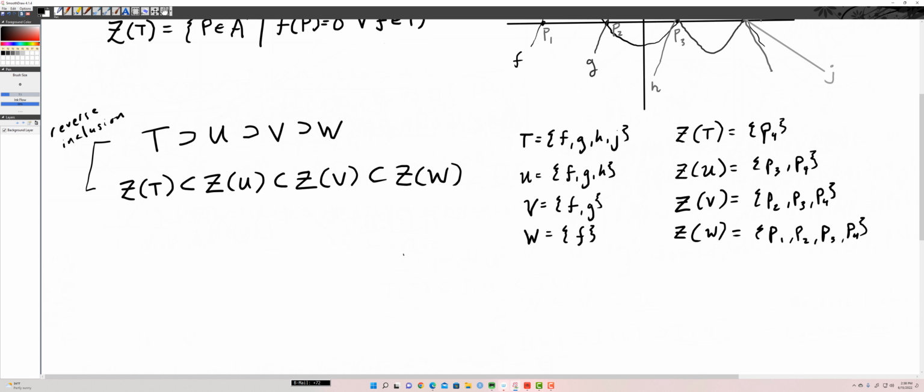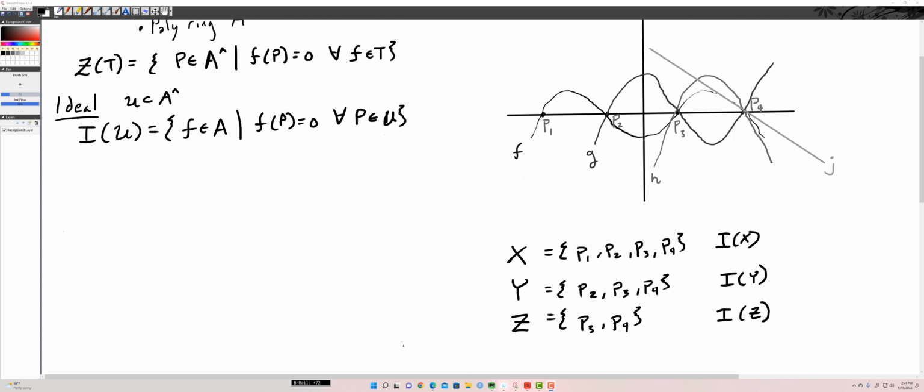And naturally this makes sense because the larger the set, the more constrictive it is. The more I'm requiring from the functions, from the points that can be common zeros, right? And the smaller the set of functions, the less I'm requiring, so it can be larger.